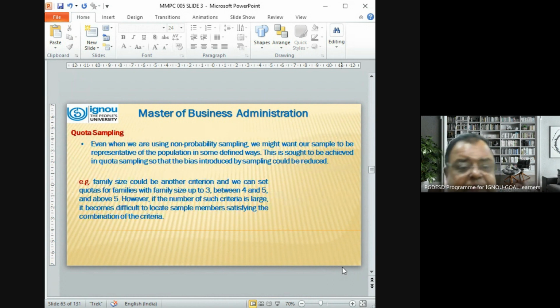Quota sampling. Even when we are using non-probability sampling, we might want our sample to be representative of the population in some defined way. This is sought to be achieved in quota sampling so that the bias introduced by sampling could be reduced. For example, family size could be another criterion, and we set up quotas for families with family size up to 3, between 4 and 5, and above 5. However, if the number of such criteria is large, it becomes difficult to locate sample members satisfying the combination of the criteria.